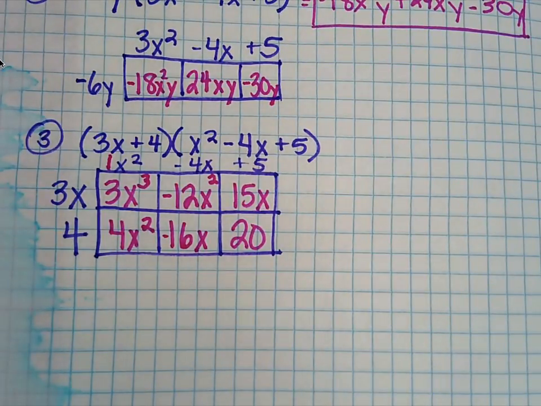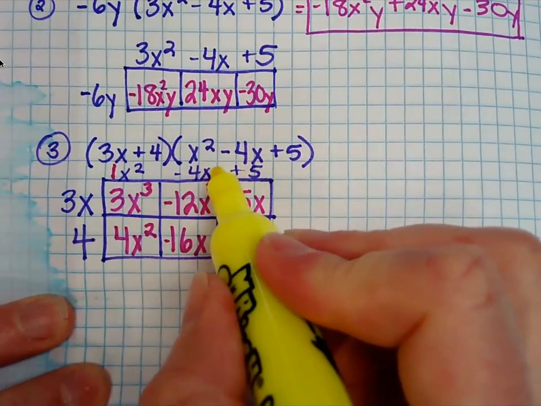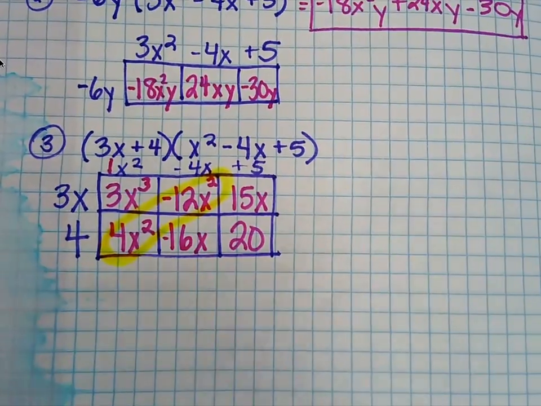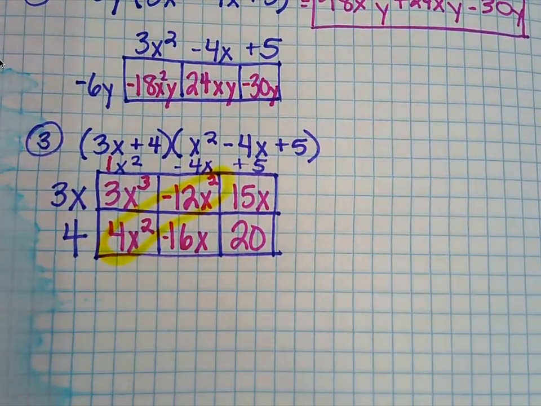Where are your like terms found? Do y'all see them? They have to have the same variable and exponent. Negative 16x and 15x. So what I like to do is circle them.